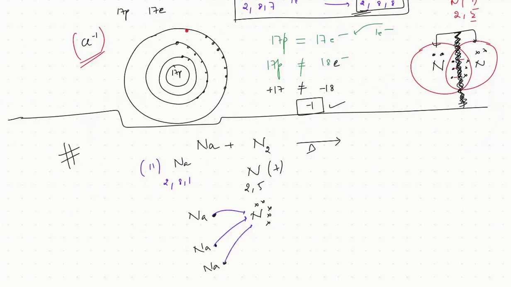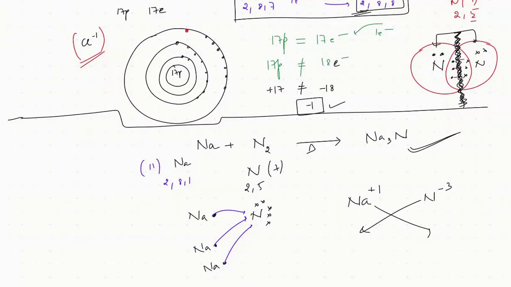Because if they lose electrons, obviously, Na would acquire a plus 1 charge. And when Na acquires a plus 1 charge, what is going to happen? Na will become Na plus. And nitrogen shall become N minus 3. And then they would connect because one would be positive and one would be negative. So when we have this, we would have Na3N. Understood my point or not? Yeah.